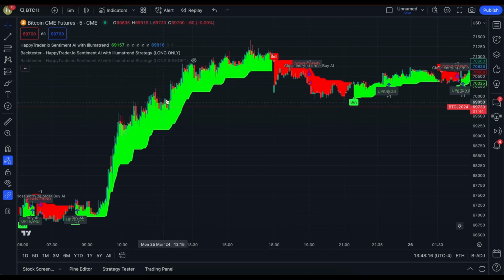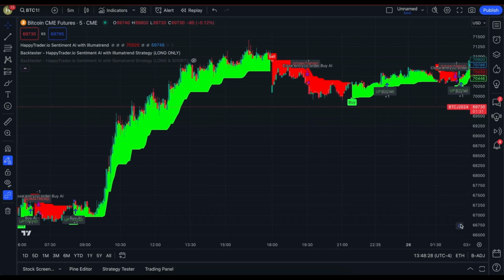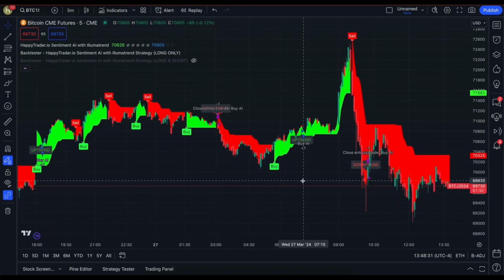Now, could we have sold into strength? That's what I personally like to do if I am scalping or if I'm doing anything short term. So for the 5 minute chart, that's going to be at your discretion depending on how you trade. Happy Trader's just here to be a guide for your trading style. So that's going to be that.